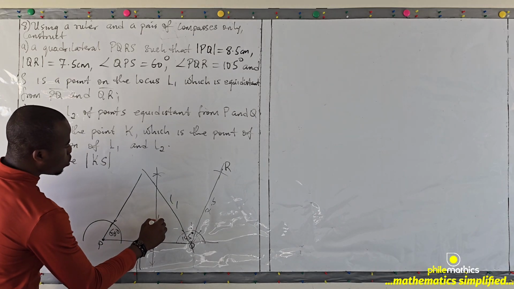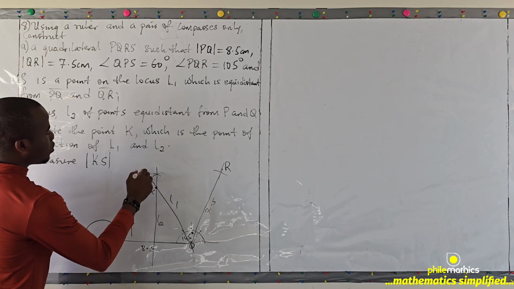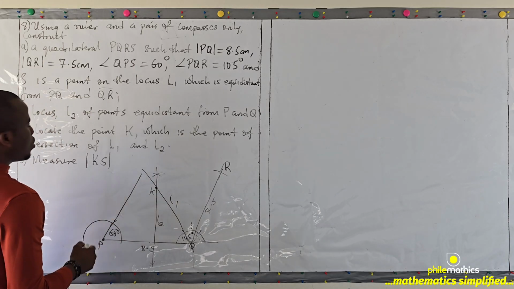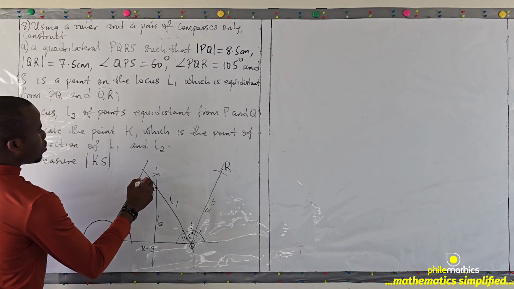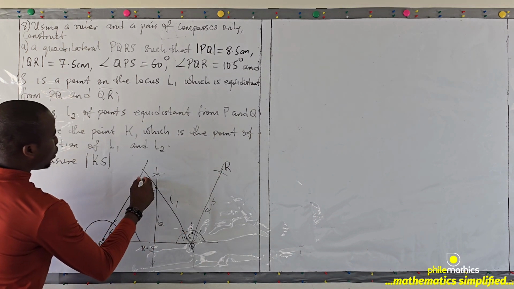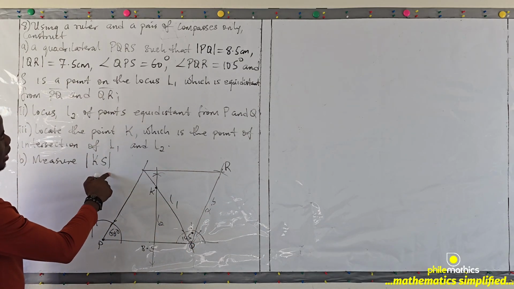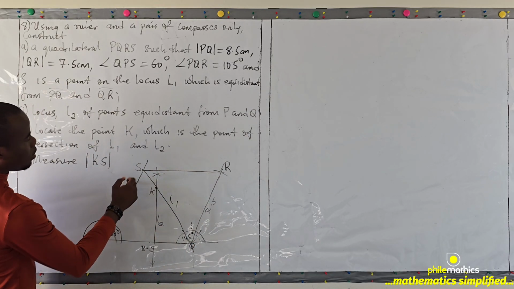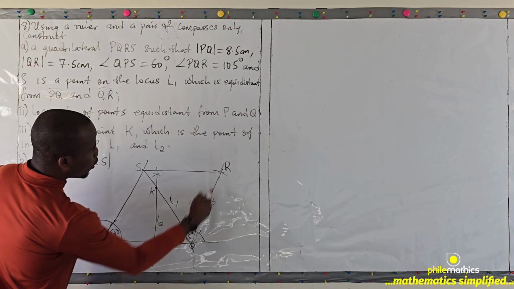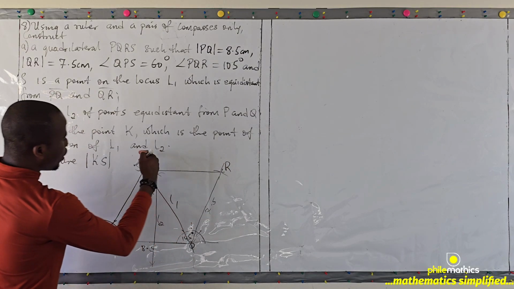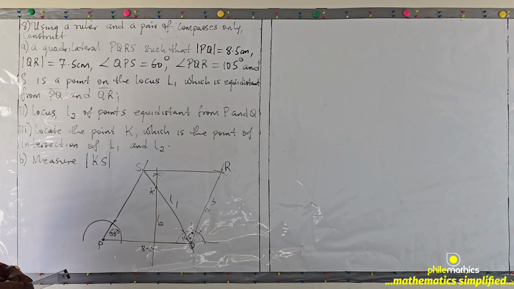So this is your L2. So this is your K. So at this point, since here is 7.5, we could easily join where these two meet. And we are now asked to measure KS. This is where S is, because this is the point that is equidistant from PQ and QR. So we have PQRS. So we're asked to measure this. That's just all we have to do here.